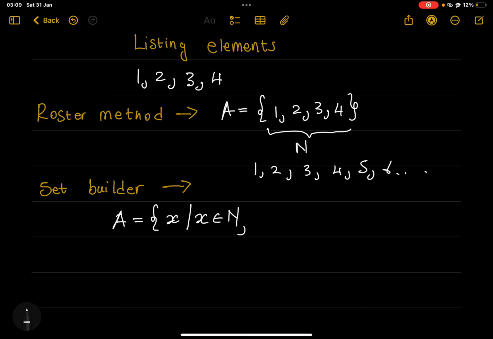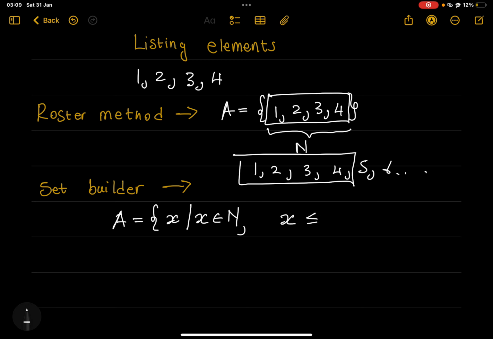So if I check these natural numbers of mine, they start from 1 and end at 4 only, which means I will tell them X is less than or equal to 4. This is how you list using set builder notation.